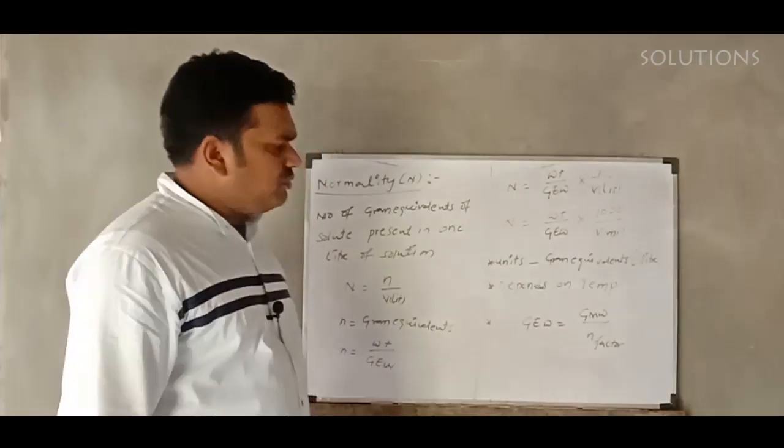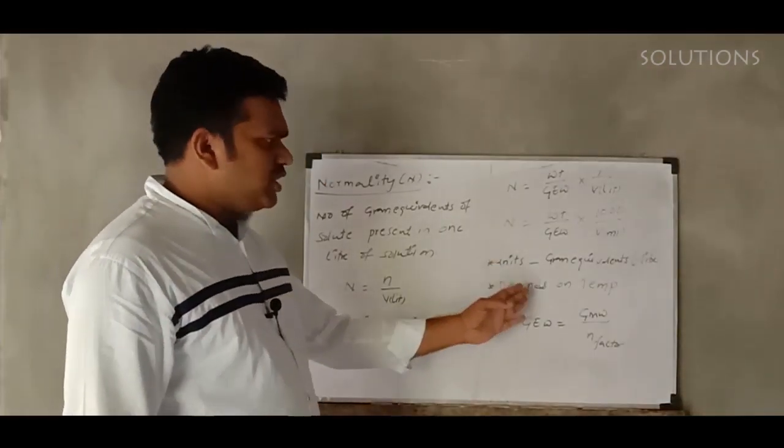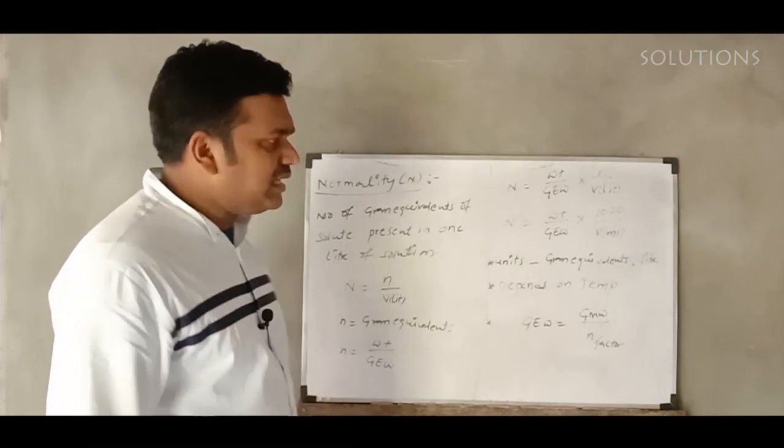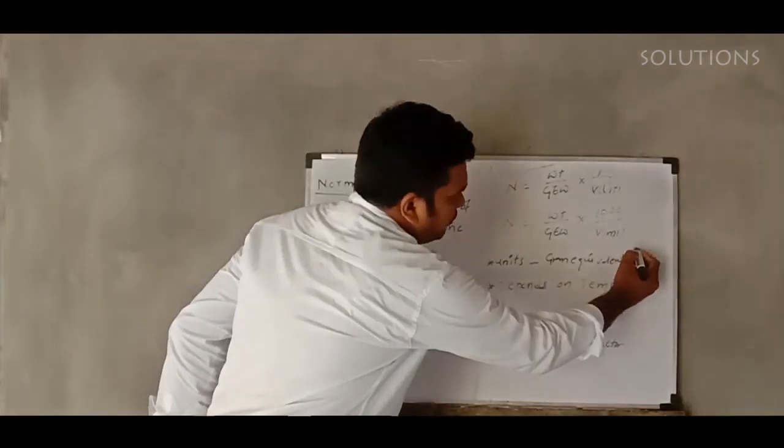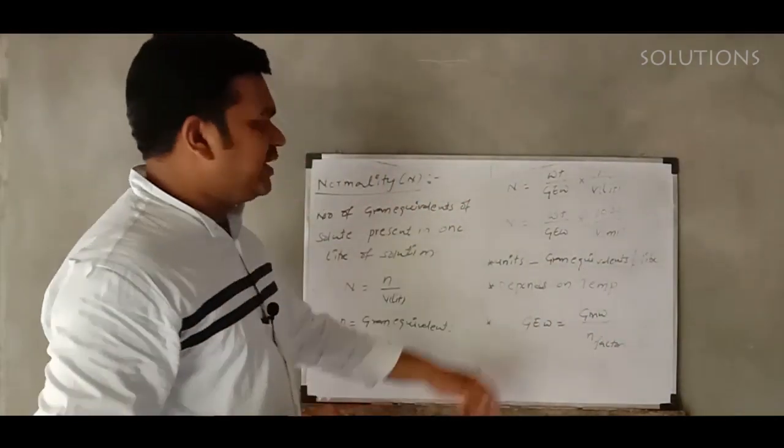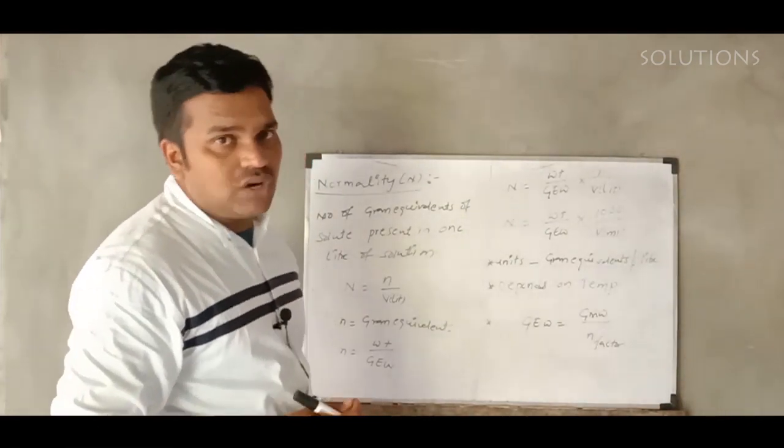So what are the units of normality? The units of normality are gram equivalent weight per liter, and it depends on temperature.